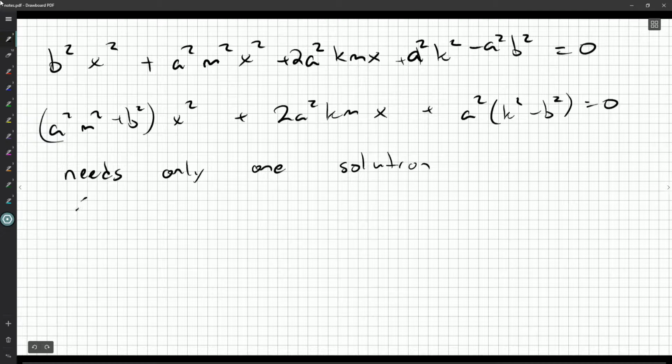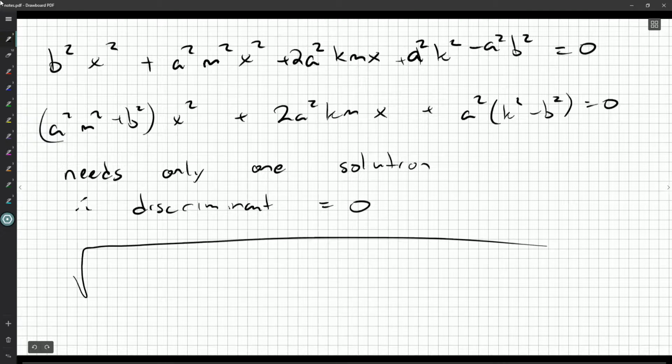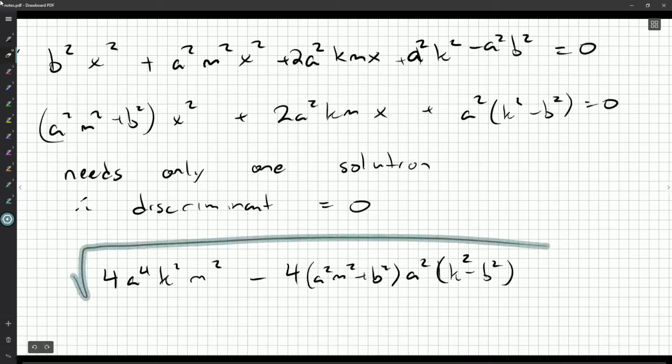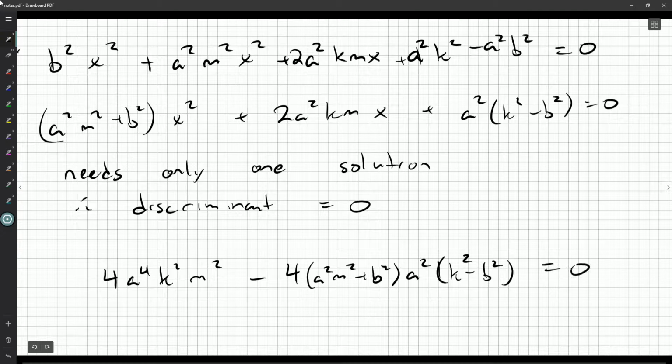So we'll say, therefore, the discriminant is equal to 0, and we'll just jump straight to the discriminant. So that'll be 4a to the 4th k squared m squared, minus 4ac. So minus 4 a squared m squared plus b squared, times a squared k squared minus b squared. And actually, I don't need the square root sign. So this has got to be equal to 0. So first things first, let's divide by 4 and a squared. And then we expand things out.